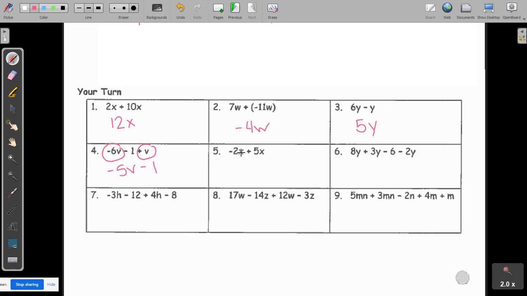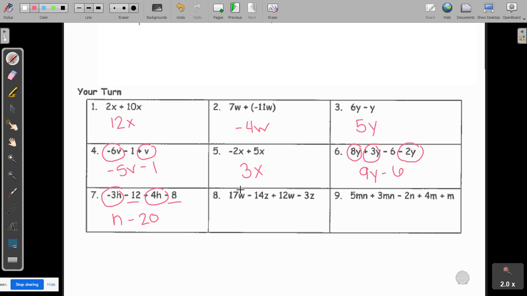Next one, negative 2 plus 5 is positive 3, keep the x. We have y's. So 8y plus 3y is 11y, minus 2y gives us 9y. Bring down minus 6. We have h's. Negative 3h plus 4h is a positive 1h. Then we have negative 12 minus 8, which is negative 20.